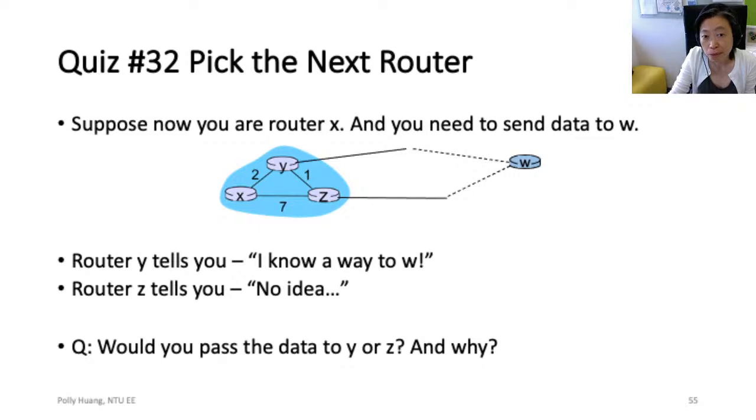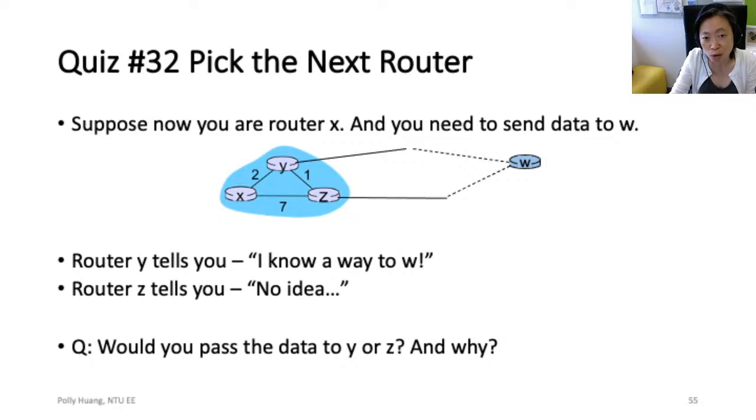So, quiz number 32. Pick the next router. You'll be playing the role of a router. You will be router X, the one on the lower left, and you need to send data to W, the router far away. Because now you're a distance vector router, you do not know the entire network. There are dotted lines leading to W, so you don't know exactly what's going on there. All you know about is just the local information.